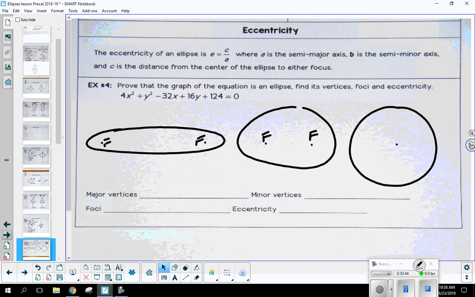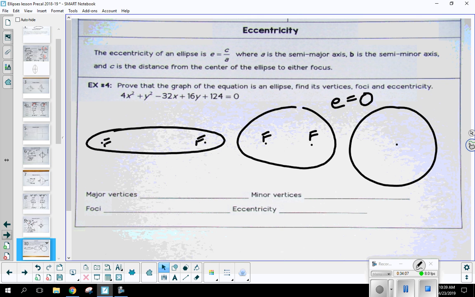Give myself a pat on the back for that. Okay. Anyways, that's why. The distance from a center to the focal point is what we're calling C. But if there is no focal point, then the distance from the center to the focal point is just 0. So a circle, the eccentricity is always 0.